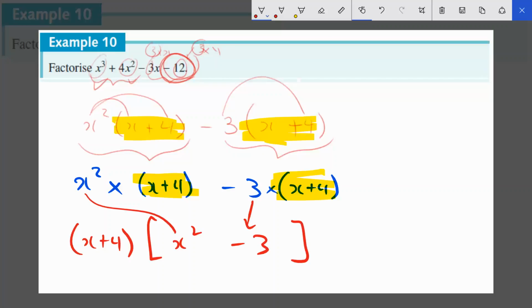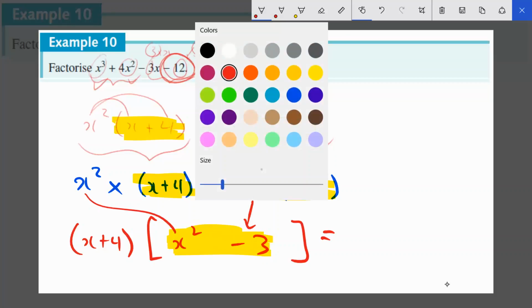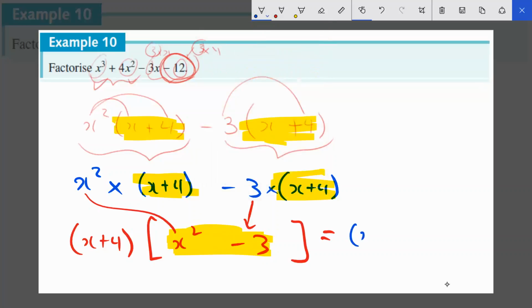And if you really want to break this further, what do you notice here? x squared minus 3. Difference of perfect squares. So therefore, you can now write that as x plus 4, x minus root 3, x plus root 3.